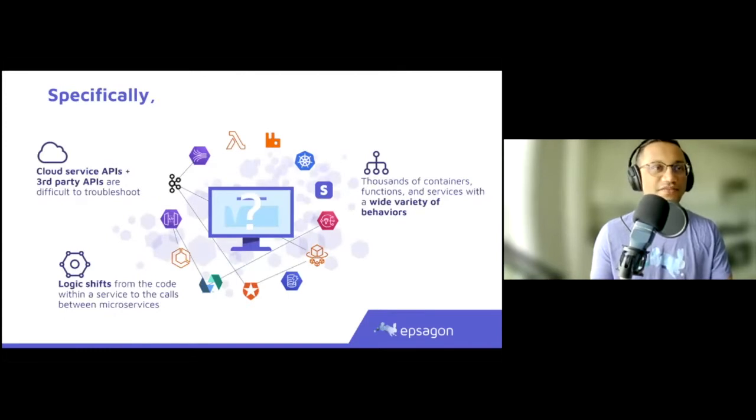More specifically, we have seen a lot of usage of cloud service APIs, such as AWS APIs or GCP APIs or Azure APIs, along with third-party APIs such as Stripe, Twilio, or Auth0, and this adds to the complexity. We have also seen a lot of our customers deploy thousands of containers or serverless functions, which don't show a particular behavior. They show a wide variety of behaviors. That further adds to the complexity.